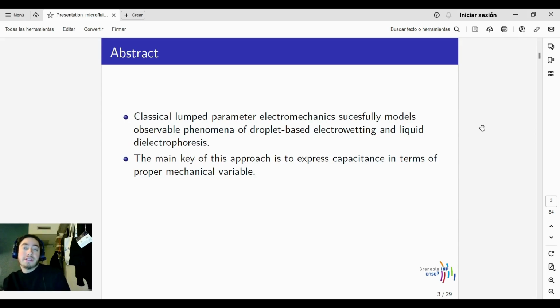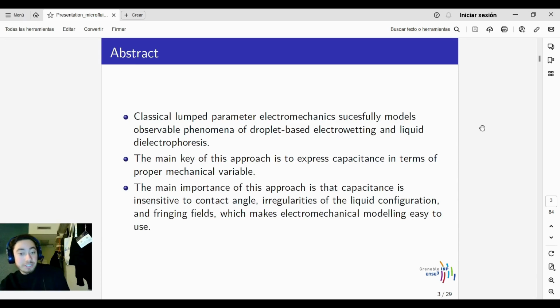by the fact that the electrical phenomena are expressed in terms of the capacitance. This is very important because the capacitance is a variable that no longer depends on, for example, the contact angle or the difference in the geometry of the liquid drop, and is not dependent on fringing fields, which makes this electromechanical model very easy to use.